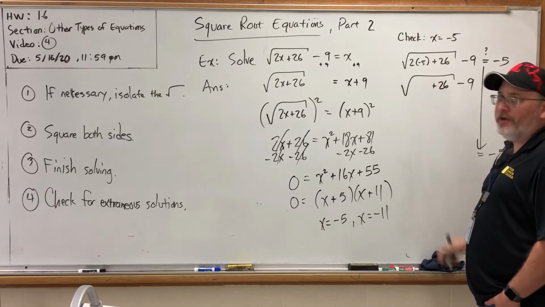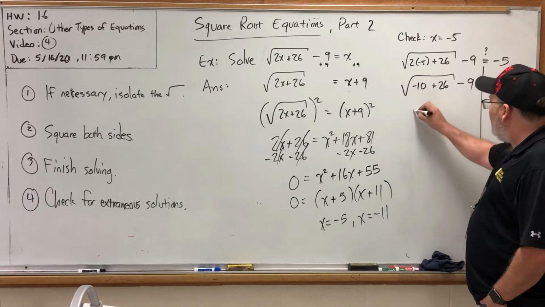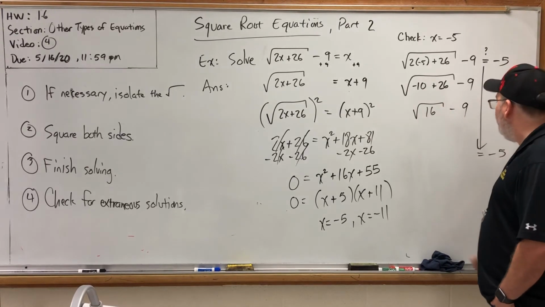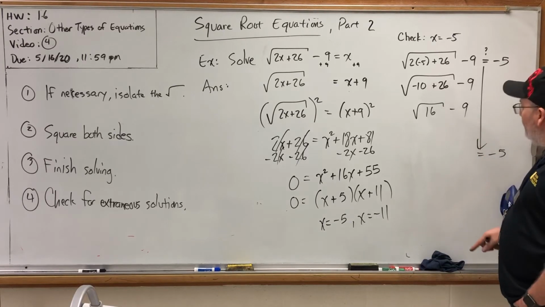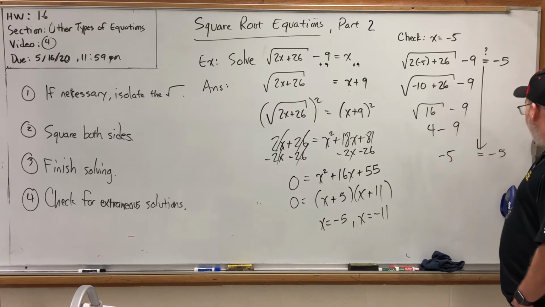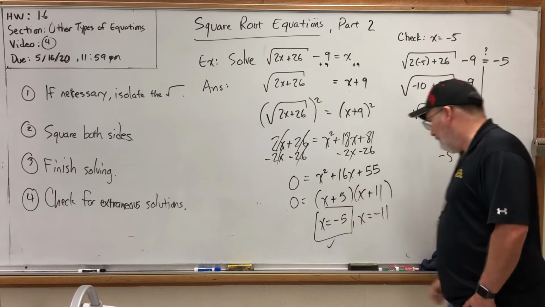We haven't done the minus 9 or the square root yet, or the plus 26. We start by multiplying. 2 times negative 5 is negative 10. And now combine the numbers under the square root. Negative 10 and 26 is 16. Still haven't square rooted. Still haven't subtracted the 9. Square root of 16 is 4. 4 minus 9 is negative 5. Hey, the negative 5 worked. We'll put a box around it and check it.